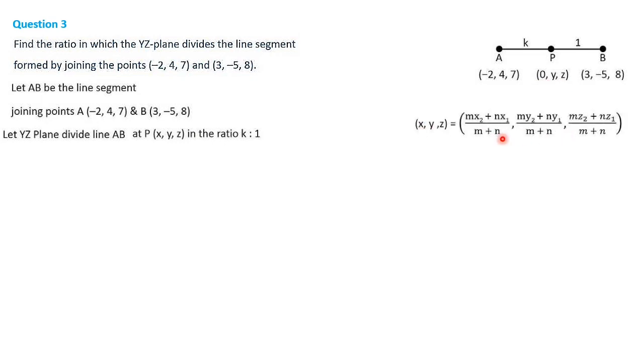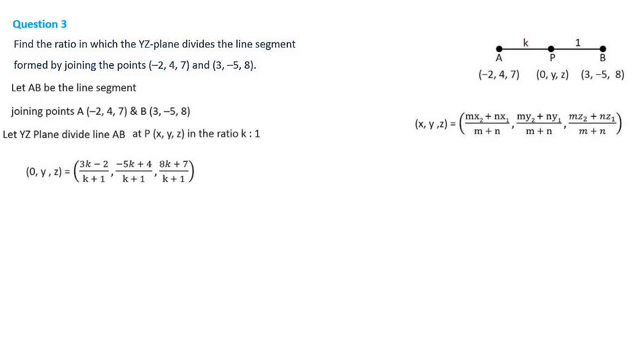Now this is the section formula. By using the section formula, instead of x, y, z we have (0, y, z). The rest of the things are the same. So 0 is equal to k into 3. This is the way we always start the multiplication. k into 3, that is 3k, then 1 into -2, that is -2, by m plus n, that is k plus 1.